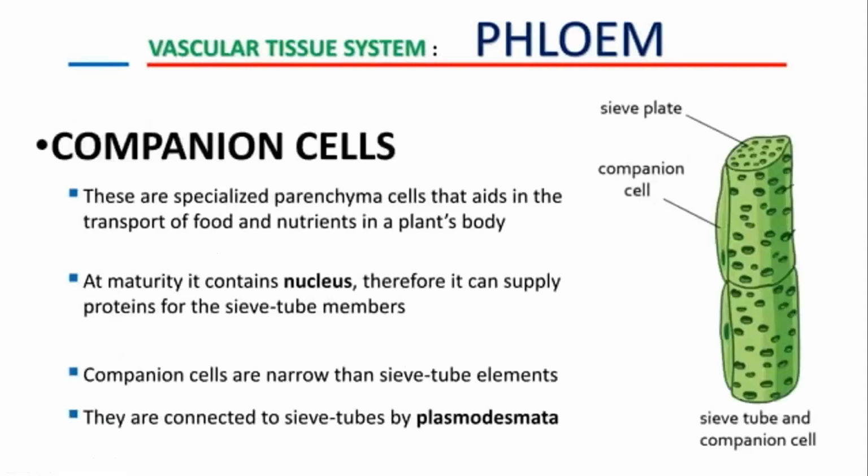Next one is the companion cells. These are specialized parenchyma cells that help in the transport of food and nutrients in the plant body, and at maturity they contain a nucleus. Therefore they can supply proteins for the sieve tube members, and companion cells are narrower than the sieve tube elements. So these are the sieve tube elements and these are the companion cells. Generally companion cells are attached to these sieve elements only. They are connected to the sieve tubes by plasmodesmata.